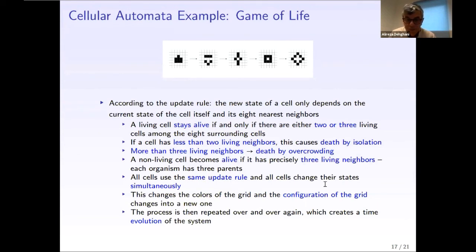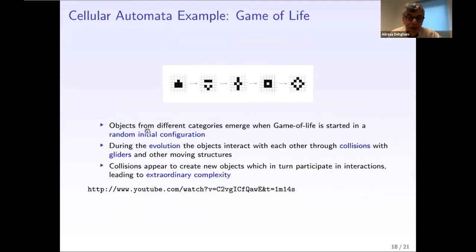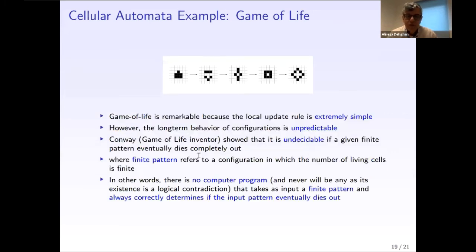All cells use the same update rule. This changes the colors of the grid, so the configuration changes over time. The process is then operated over and over again, which creates a time evolution of the system, okay? Objects from different categories merge when the Game of Life is started in a random initial configuration. That's very interesting. During the evolution, the objects interact with each other through collisions with gliders and so on. So I don't want to go through that. That's the whole story.